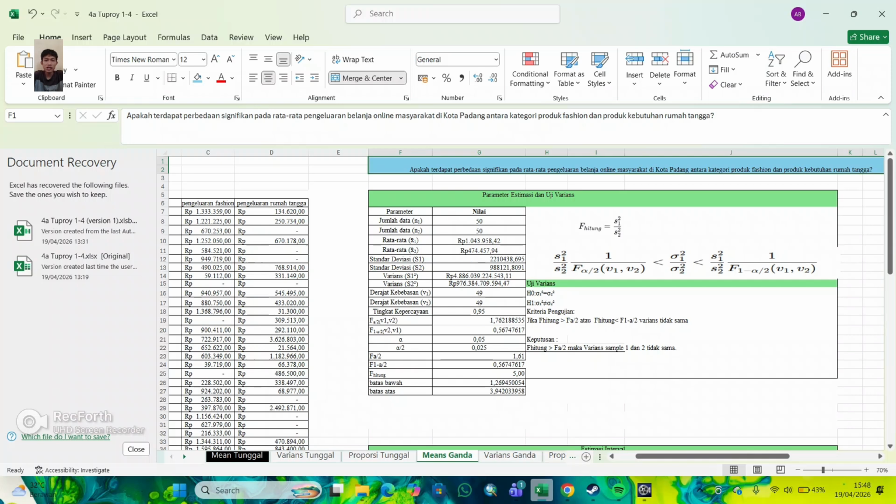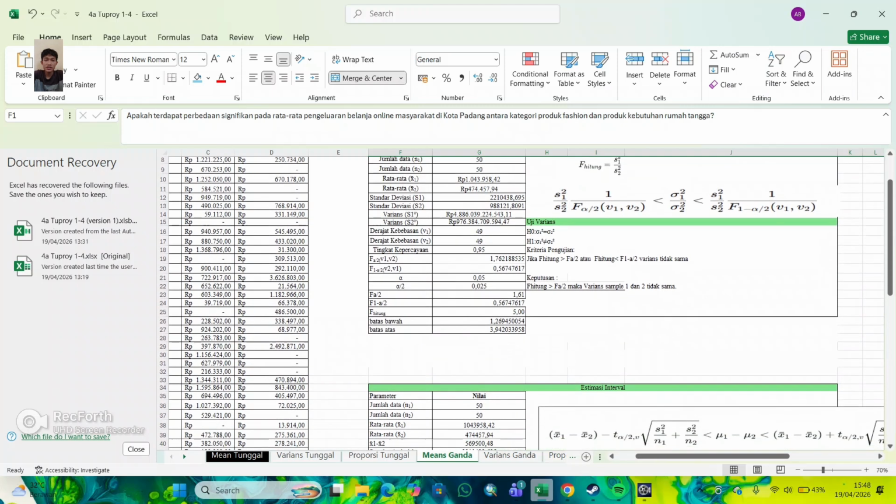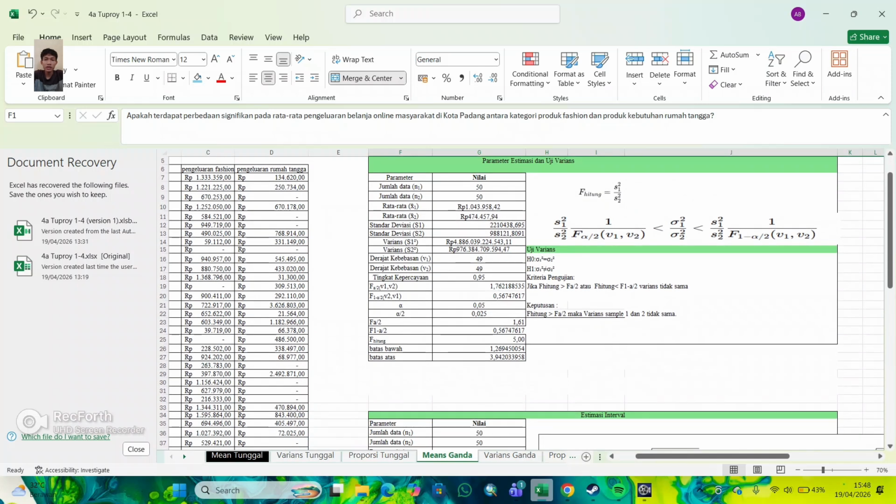Because the population variance is unknown, we should first check whether the variance of sample 1 is the same as sample 2 or different. To test it, we use the F-test. First, we fill in all the parameters here. The number of data in sample 1 is 50, and in sample 2 is also 50, along with the average of x1 and x2, standard deviation S1 and S2, variance for sample 1 and sample 2, degrees of freedom 1 and 2, and alpha is 0.05, alpha over 2 is 0.025.